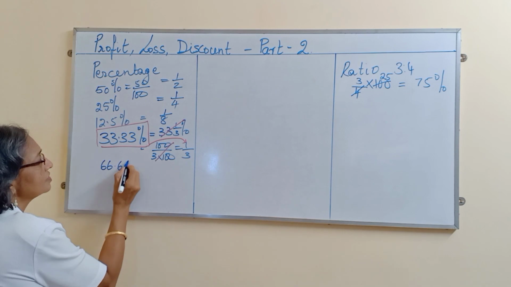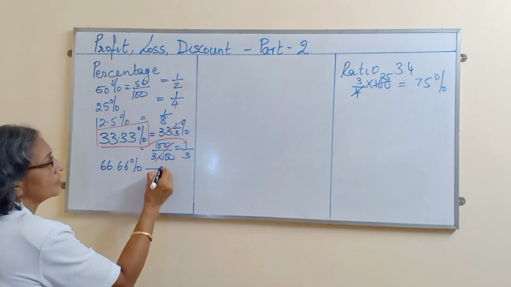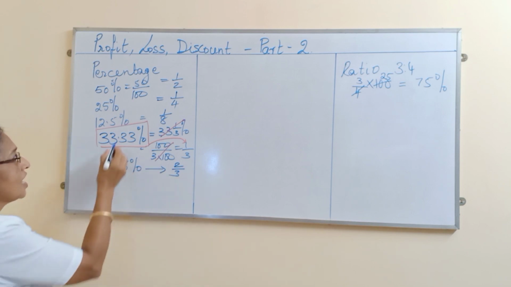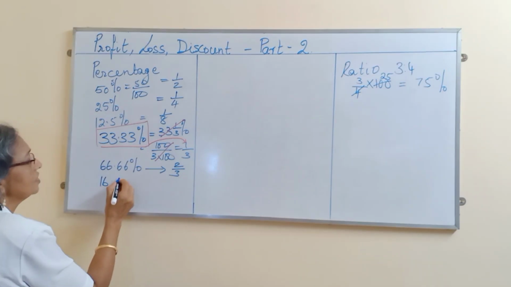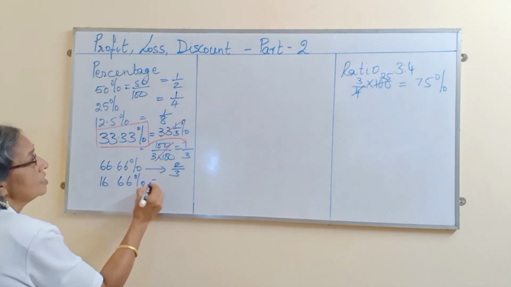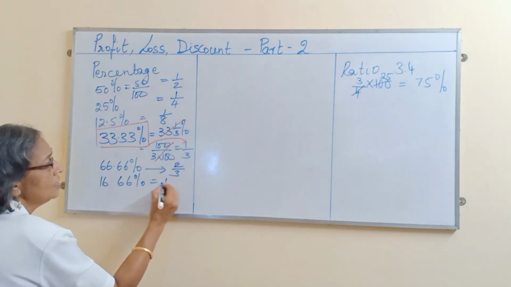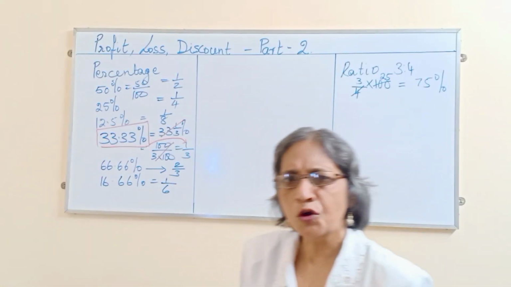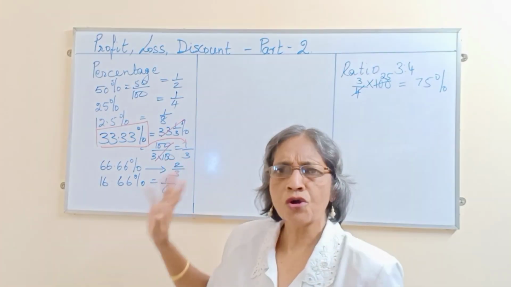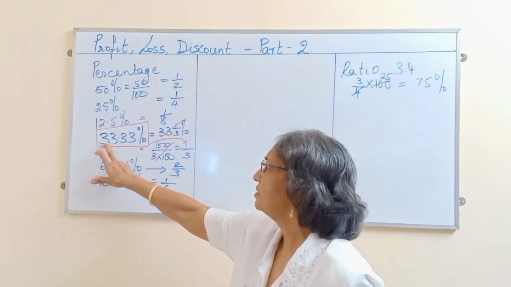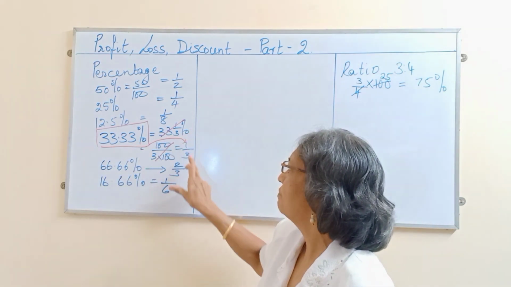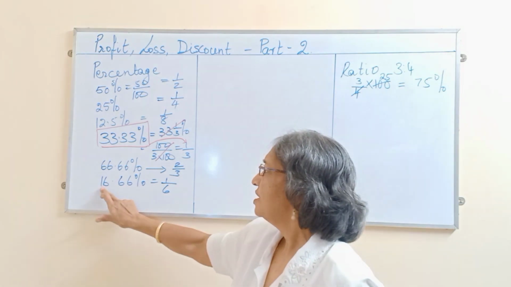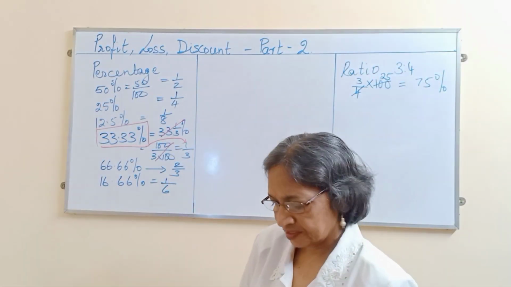Similarly, 66.66% is twice of this, so this would become 2 upon 3. And when we take a half of this, 16.66% is going to be half of 1 upon 3. This will be 1 upon 6. So what we have done, a few percentages, you need not show your working in your sums, you can directly take 33.33% as 1 upon 3, 66.66% as 2 upon 3, and 16.66% as 1 upon 6.